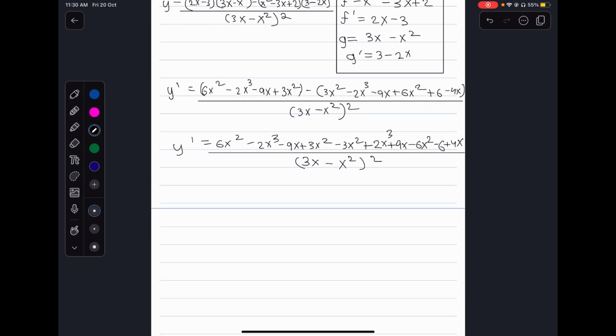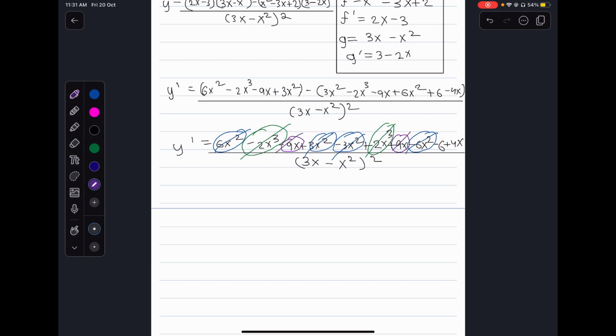Now you can start cancelling out the like terms. So 6x to the power of 2, 3x to the power of 2, negative 3x to the power of 2, and negative 6x to the power of 2. As you can see, these will get cancelled out because 6x to the power of 2 and minus 6x to the power of 2 is 0. And then 3x squared and negative 3x squared is again 0. See the cubed ones. Negative 2x cubed, positive 2x cubed. Again, this also cancels out to become 0. Negative 9x and positive 9x. Again, it cancels out to become 0.